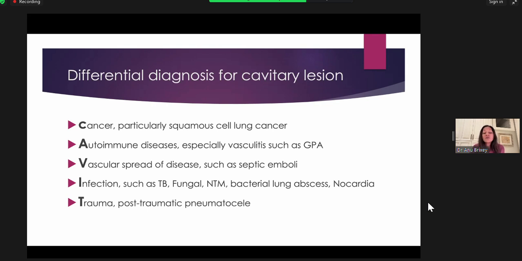And then trauma. So if you know your patient had a history of trauma and presents with this cavitary lesion, or has had a trauma in the past, perhaps this is a post-traumatic pneumatocele. Or let's say you're dealing with a child or somebody that's totally asymptomatic. Maybe they have a congenital abnormality, such as congenital pulmonary airway malformation, which can present with cavitary type lesions.